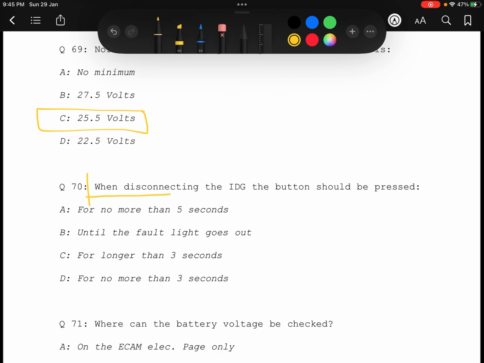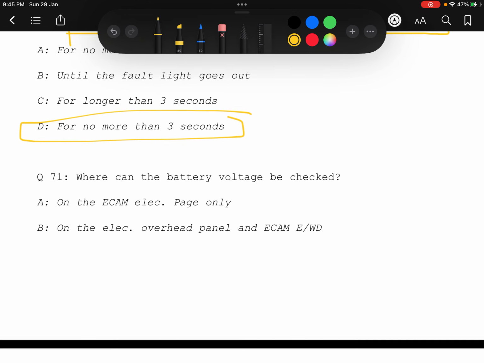When disconnecting the IDG, the push button should be pressed for no more than 3 seconds, right? Where can the battery voltage be checked? Where can the battery voltage be checked? We can check the battery voltage on the ECAM electric page.